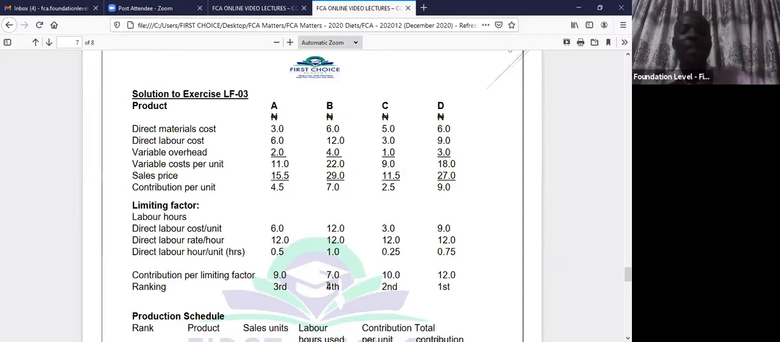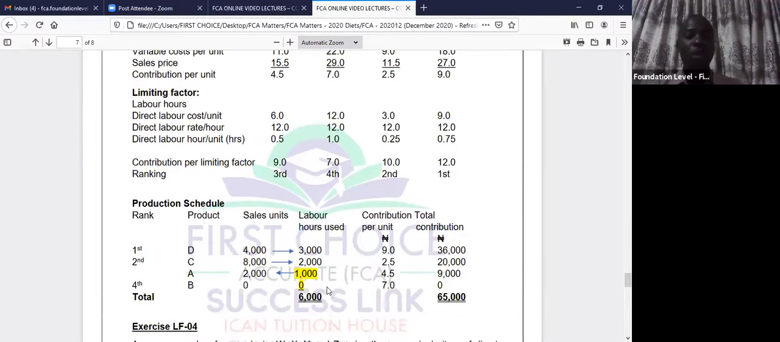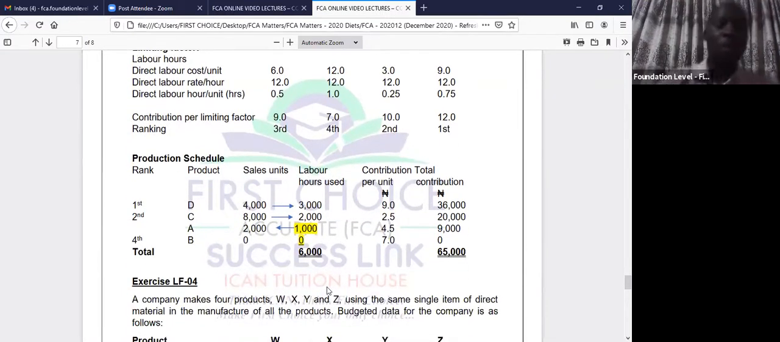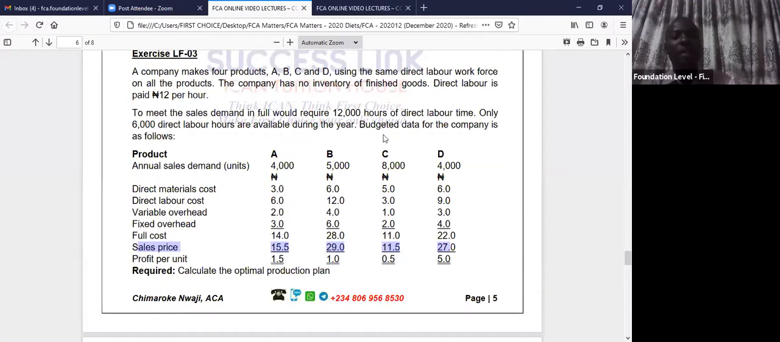After the ranking, the next thing to do is to do your production schedule. Your production schedule, you put the ranking and their products. So it's DCAB. So you'll go back now to the demand, sales demand. D is 4,000 that is required. You need to see how much of D you can satisfy before you go to C. Can we satisfy the whole of D?